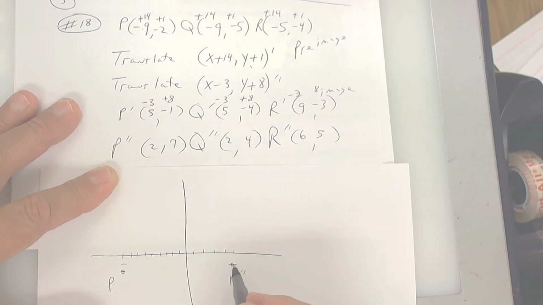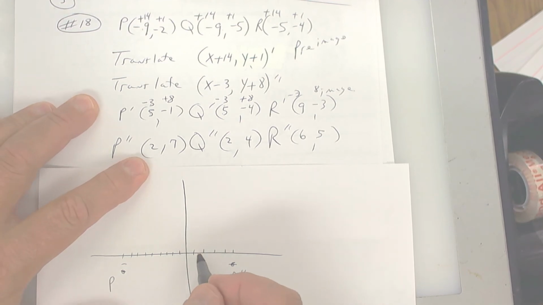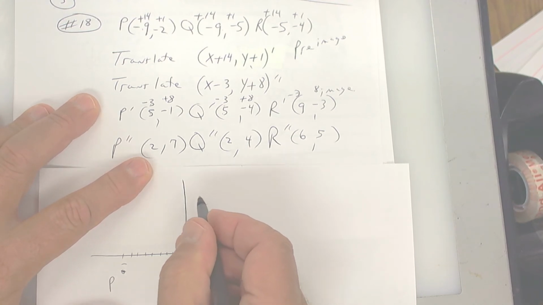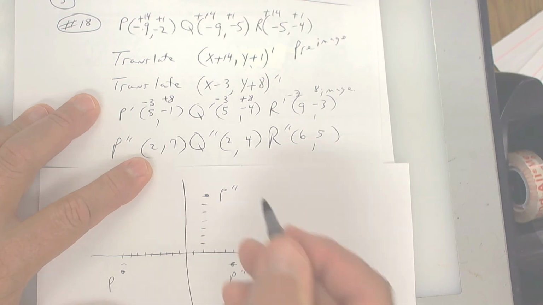Now, that's exactly what it is. See, it was 2 and now it's up 1. My graph doesn't look real good. And then from here, we're going to go positive 2 and then up 7. 1, 2, 3, 4, 5, 6, 7. So P double prime would be here.